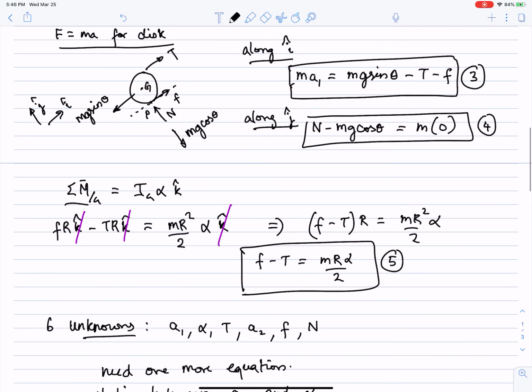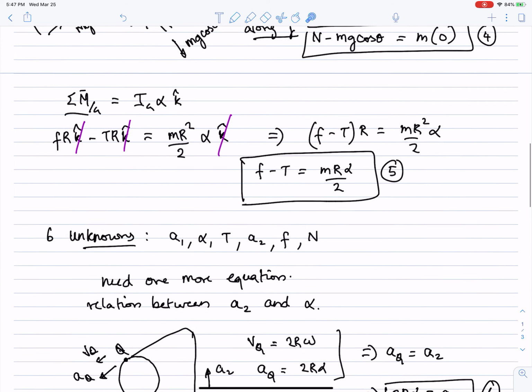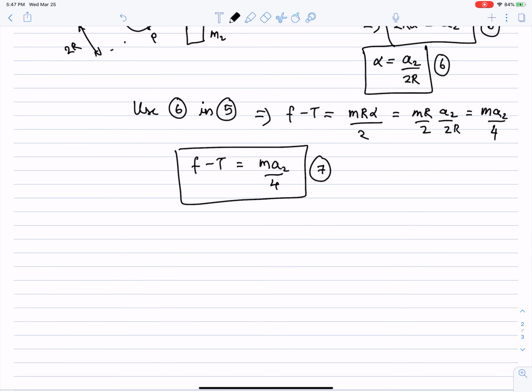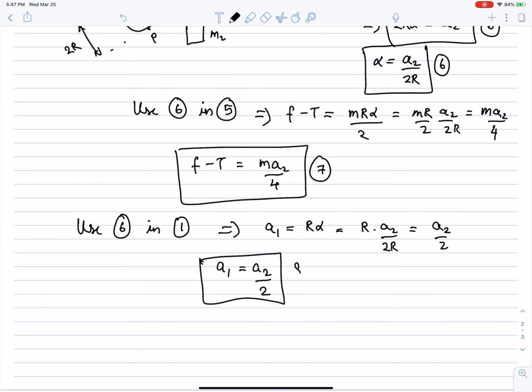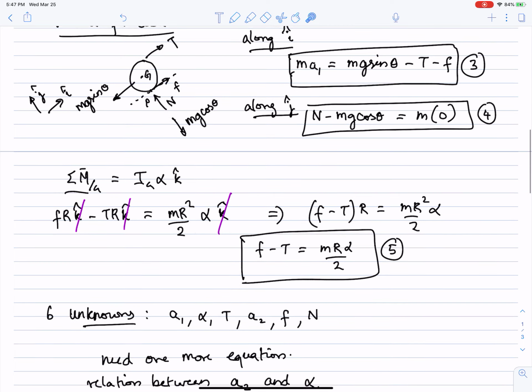Now, well, we have this equation: A1 equals R alpha. We just noticed that A2 is 2R alpha. So use 6 in equation 1. A1 equals R alpha equals R A2 by 2R, and basically A2 by 2. So A1 equals A2 by 2. Let's call that 8.